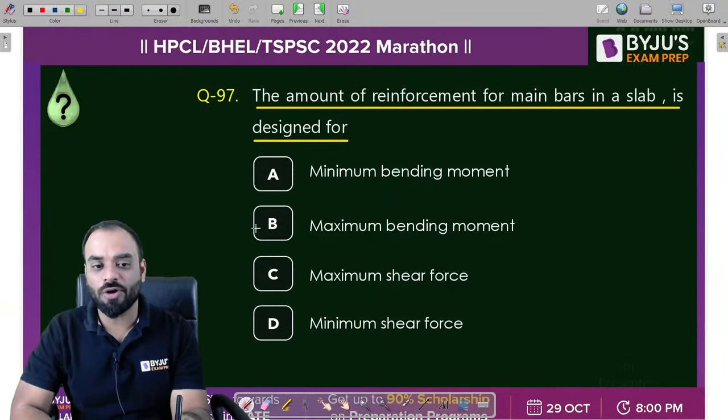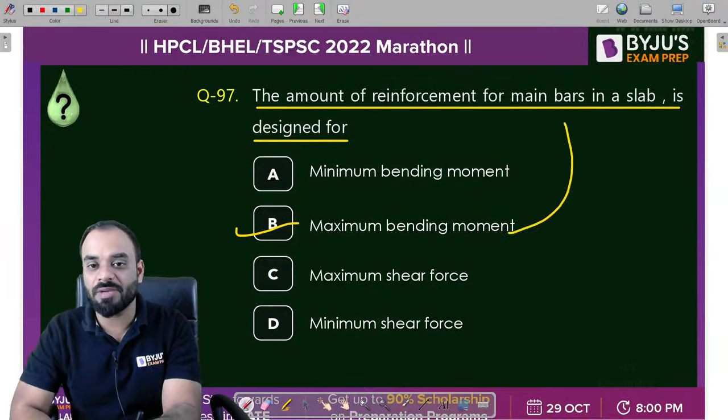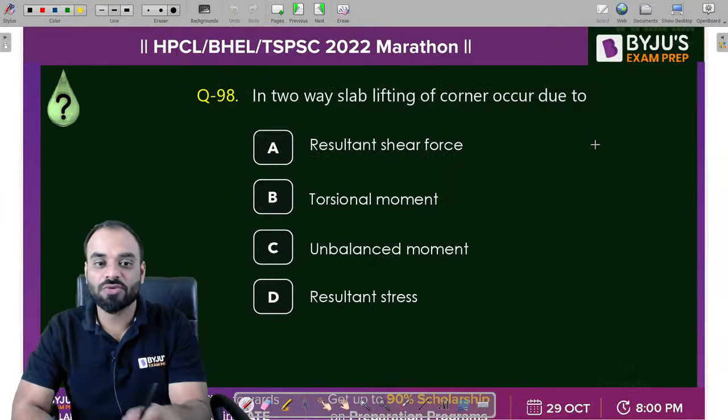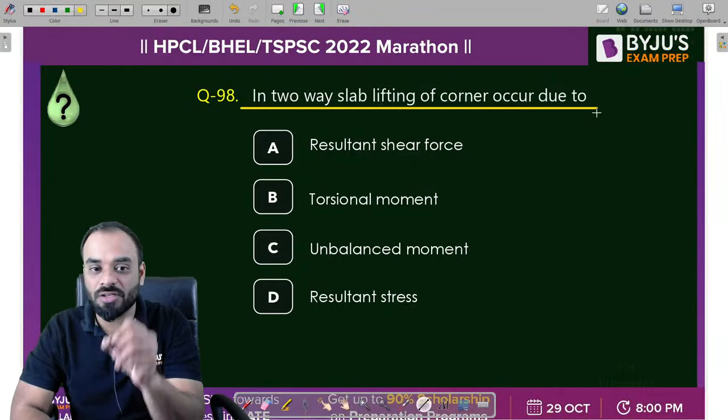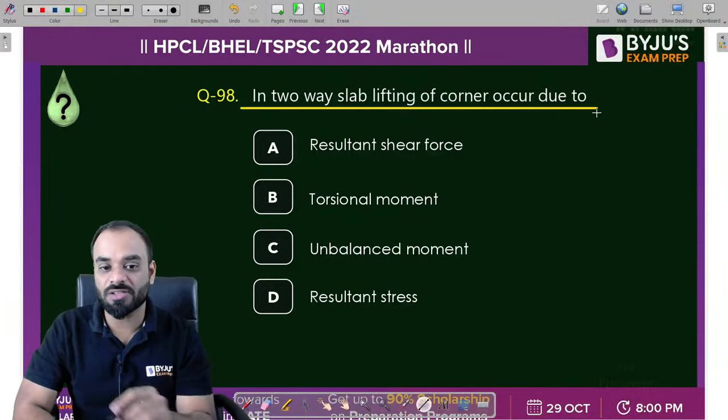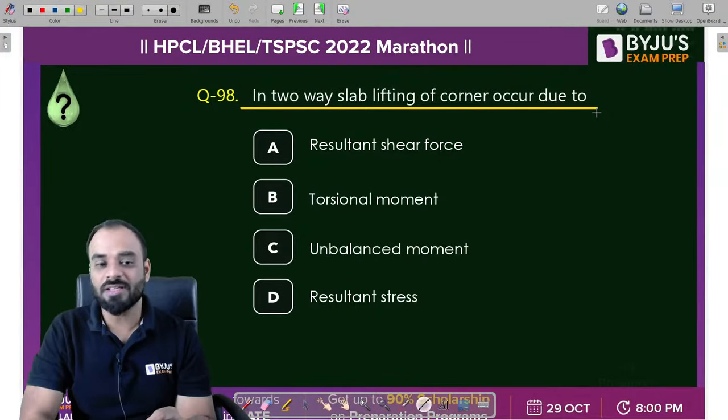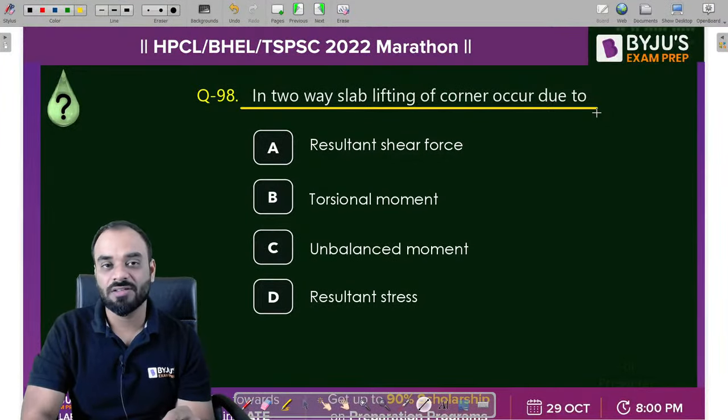Maximum bending moment. For maximum bending moment, we need to design our main reinforcement. Okay. Next question. In the two-way slab, lifting of corner occurs due to which particular thing? It is resultant shear force, torsional moment, unbalanced moment, or resultant stress. The name itself is suggesting us.